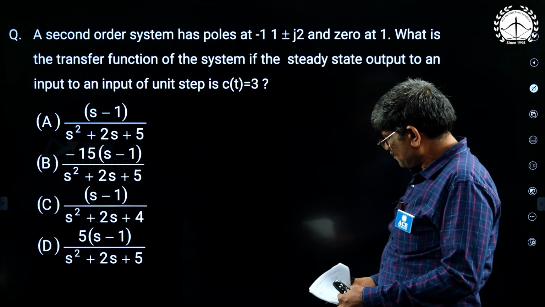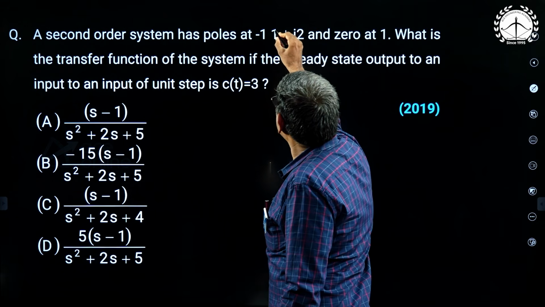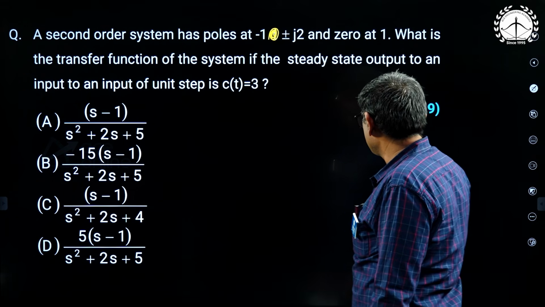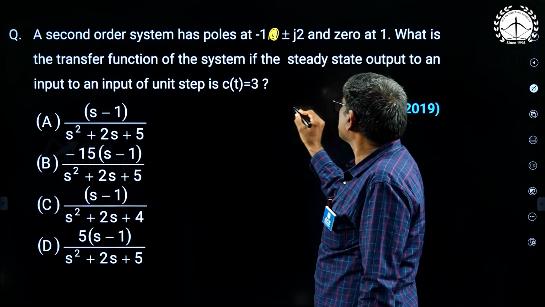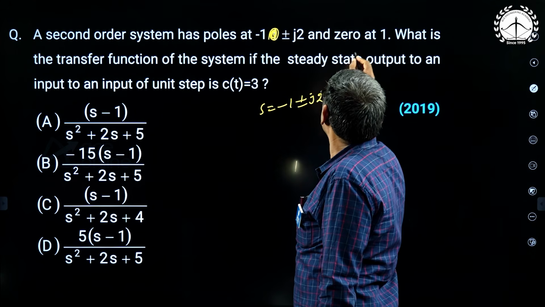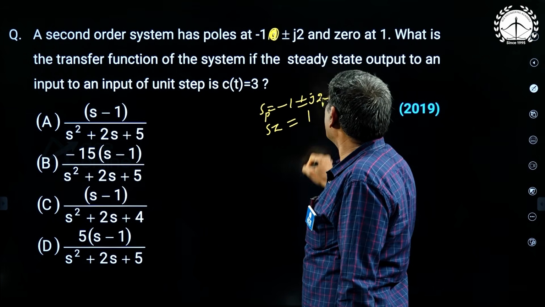Next. A second order system has poles at minus 1 plus or minus j2 and a zero at 1. So what is the pole location? Minus 1 plus or minus j2 is given, these are poles, and the zero is given at 1.